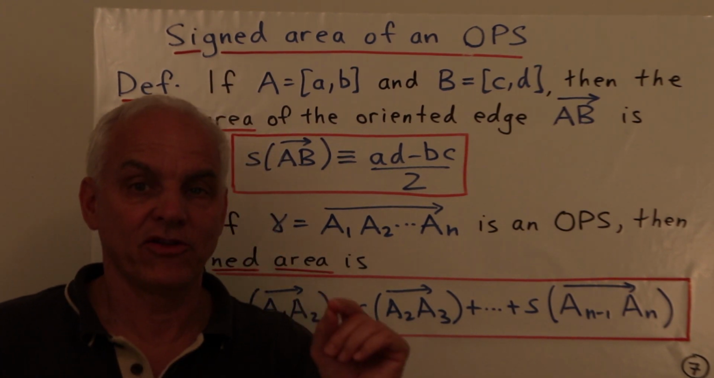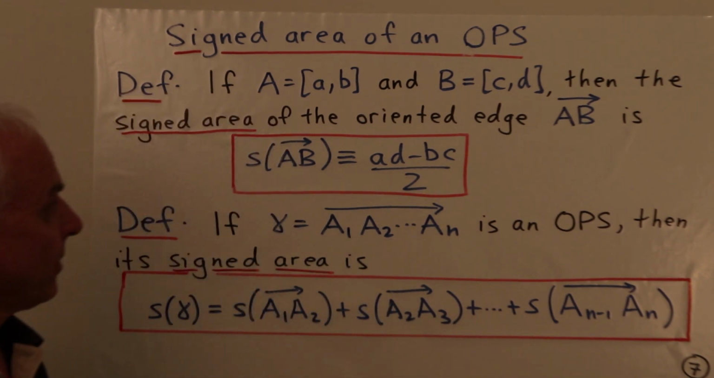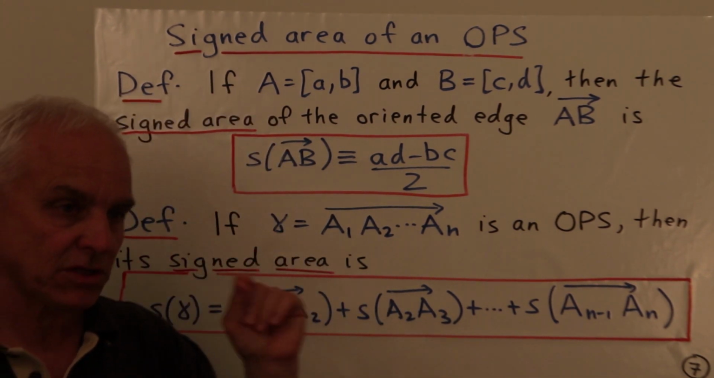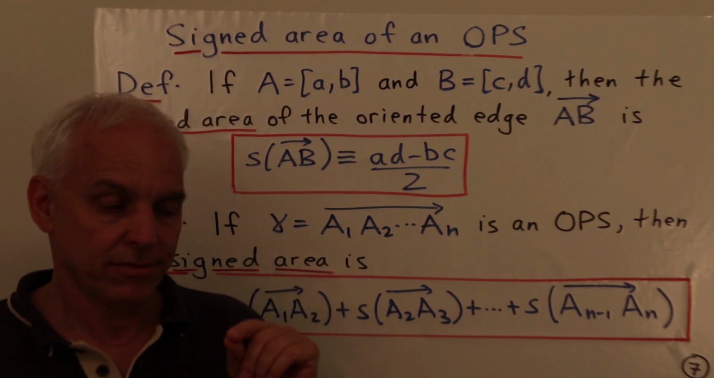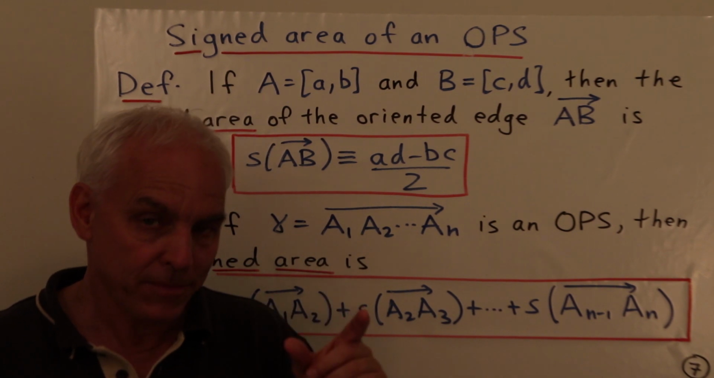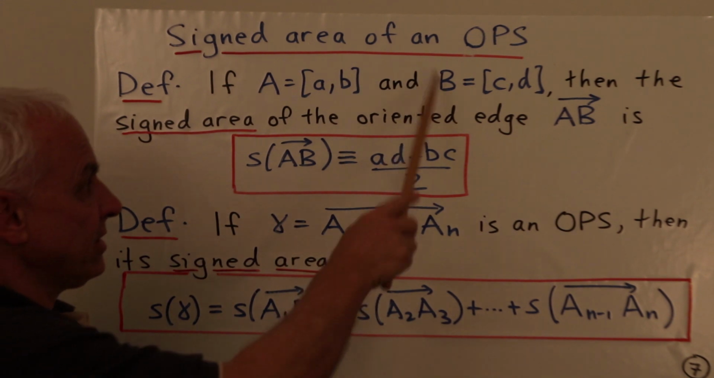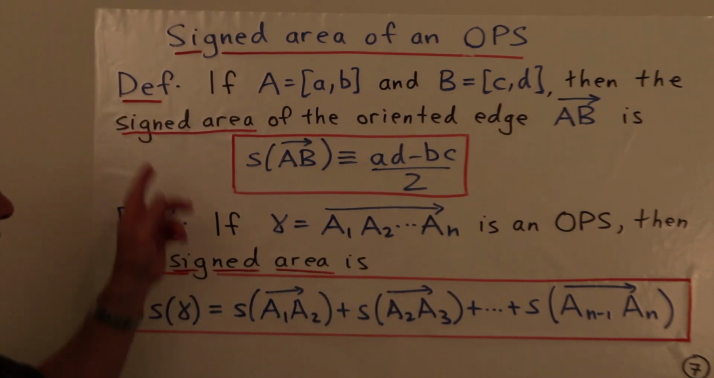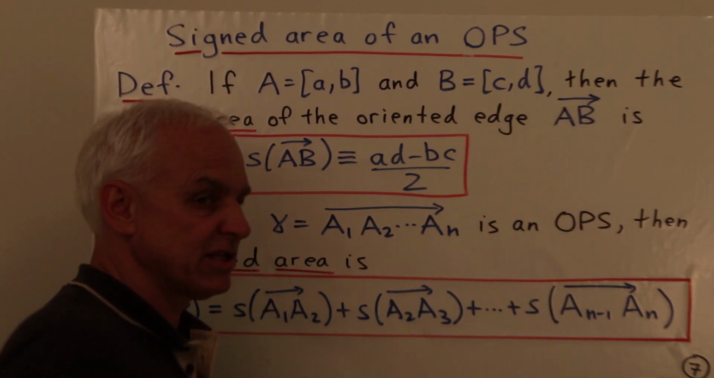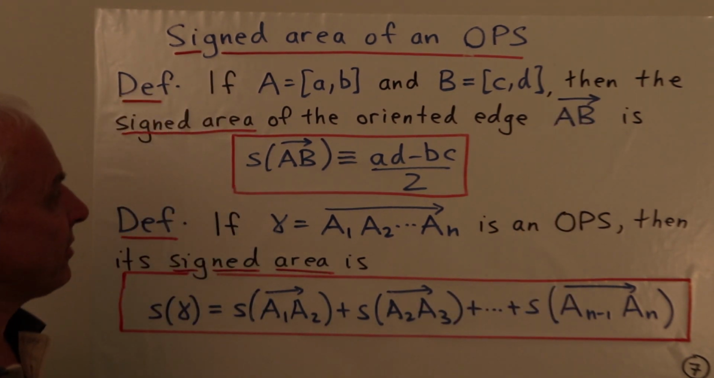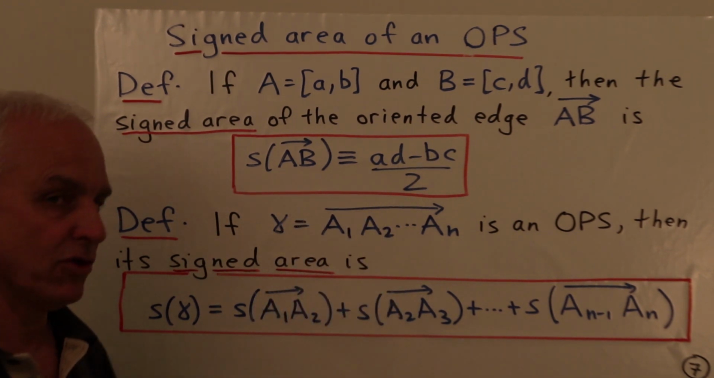And now, the signed area of an OPS. An oriented polygonal spline has a signed area, and we're going to define it now. We're going to do that by defining it first for the simplest kinds of OPSs, the oriented edges, the things with only two elements. So if A is our usual point AB and B is our usual point CD, then the signed area of the oriented edge AB with that spline arrow on top of it is, no surprise, S of AB is AD minus BC over 2.